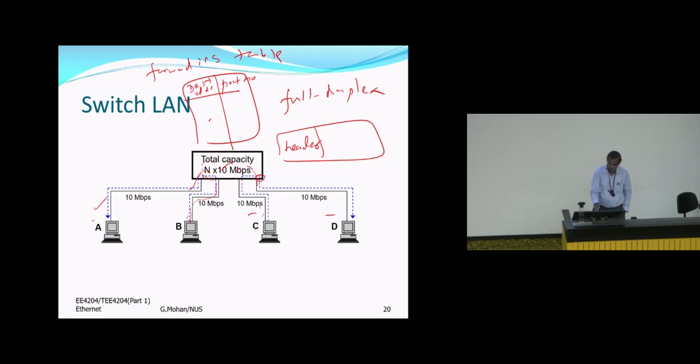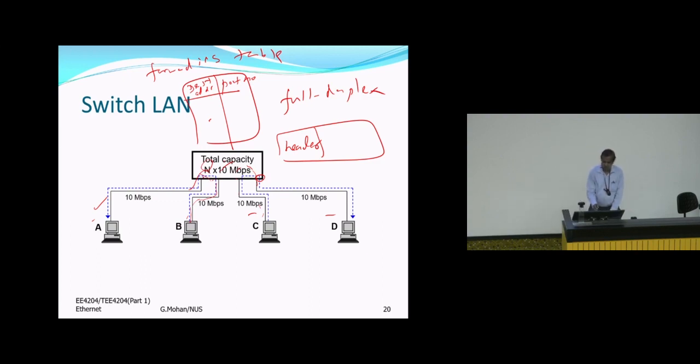Why? There are buffers inside. It uses statistical TDM, time division multiplexing. Whenever a frame is received, that frame is put in the buffer. Then it will be released one by one. So when B sends to A, C also can send to A. There's no question of collision and other things in a switch. So in the extreme case, all the 4 hosts can be transmitting, all the 4 hosts can be receiving.